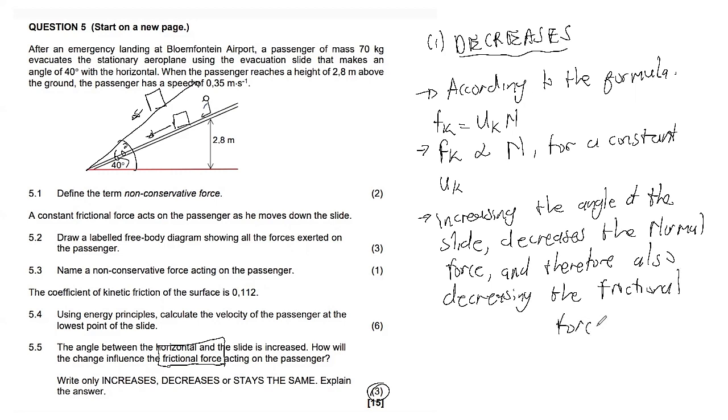Frictional force. So I guess it would be 1 mark for just explaining that, then maybe 1 mark for explaining the relationship there and also backing the relationship, right? So according to the formula, Fk is equal to mu k N, and Fk is directly proportional to the normal force for a constant mu k. Increasing the angle of the slide decreases the normal force and therefore also decreases the frictional force, right? And that's how you were supposed to explain that for a total of 3 marks. And then the whole question was for a total of 15 marks.